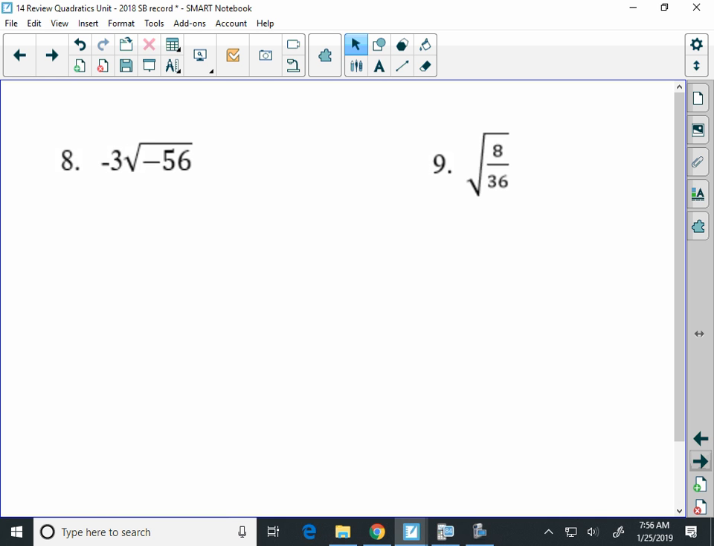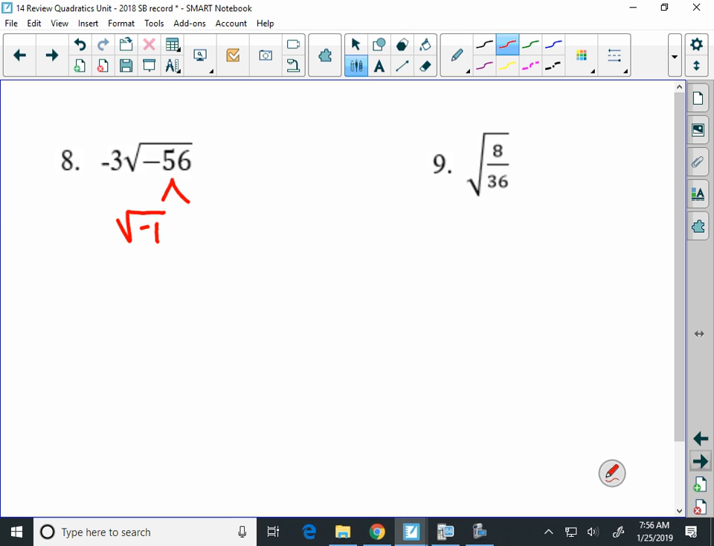Number 8. Negative 3 times the square root of negative 56. Sometimes I say radical negative 56. But once again, when we start, just like the earlier problem, we need to start with the fact that the square root of negative 1 is i. So we need to take out that negative 1 first. So this is really i times the square root of 56. And in fact, if we get really technical here, and we're going to have to, it's negative 3i times the square root of 56.